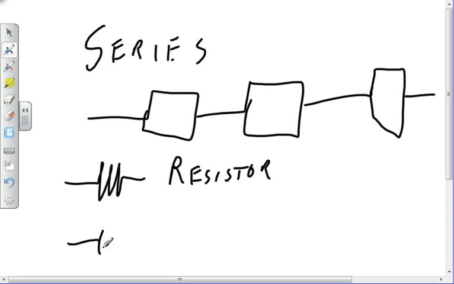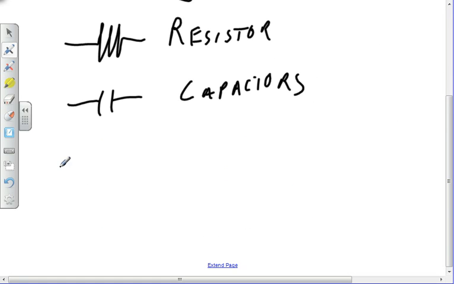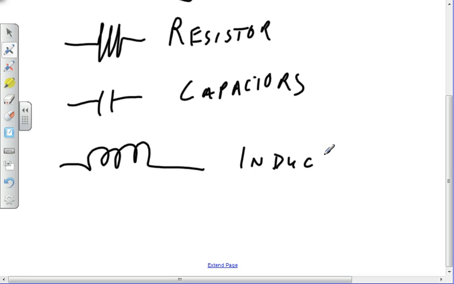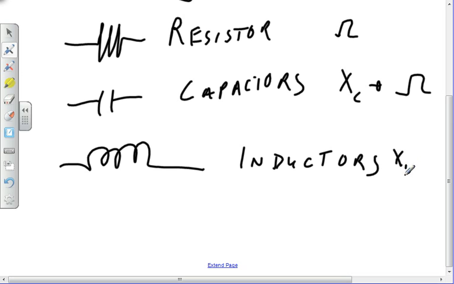And we can have capacitors, and we can have inductors. If I have a resistor, then it has some resistance that's in ohms. If I have a capacitor, it has capacitive reactance that's in ohms. And if I have an inductor, I have inductive reactance, which is in ohms. So all those things are in ohms.